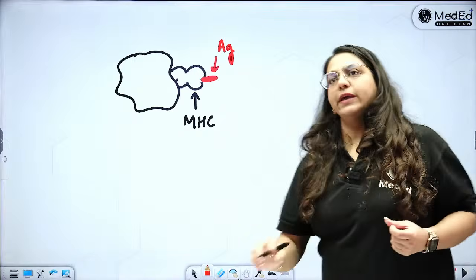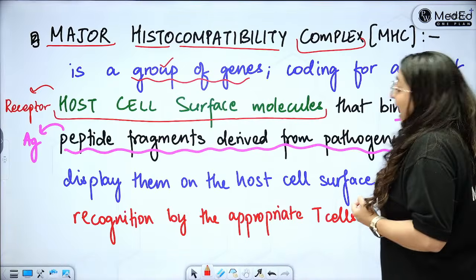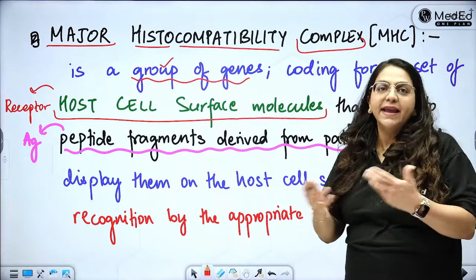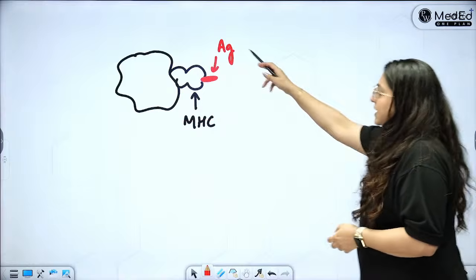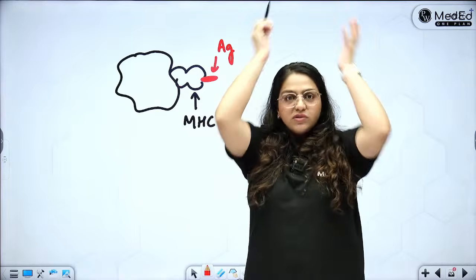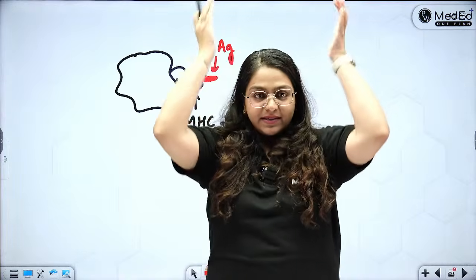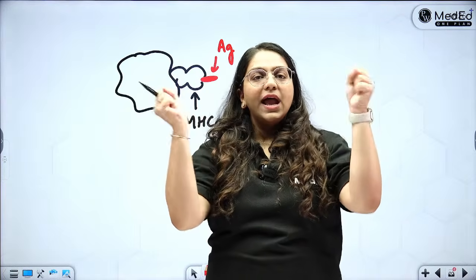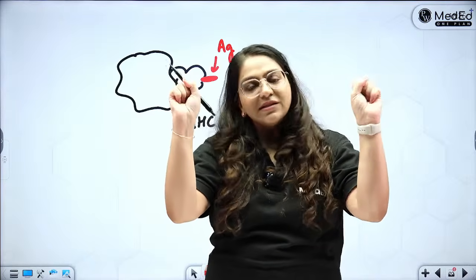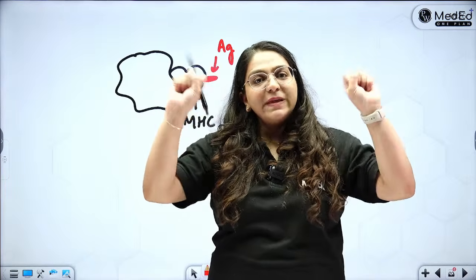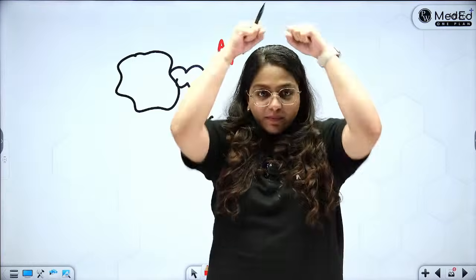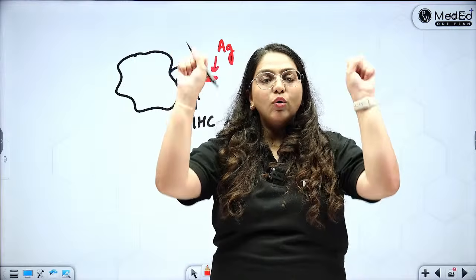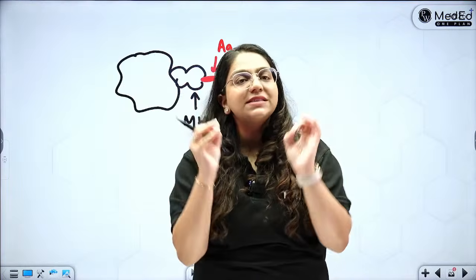And display them on the host cell surface. That is what has happened. It has bound to this antigen and displayed it on its own surface. So I am the cell. Here is a receptor. My hands are the receptors. These receptors have bound to an antigen and now I am showing you this antigen. This antigen is being displayed on my surface. Yes, I am the host cell. These are my MHCs. I am holding antigens and I am showing them to you. This is what is happening.